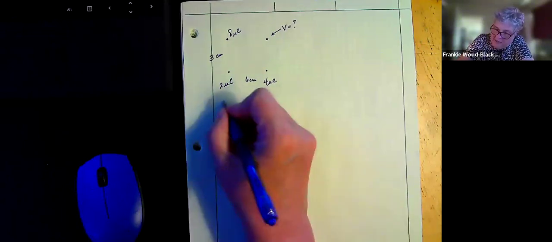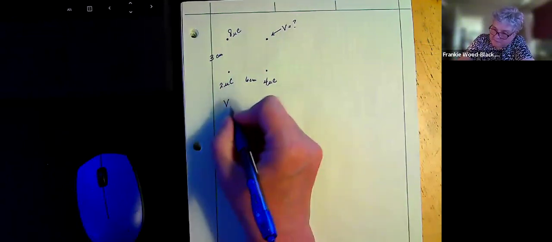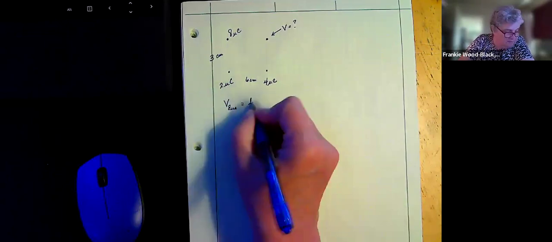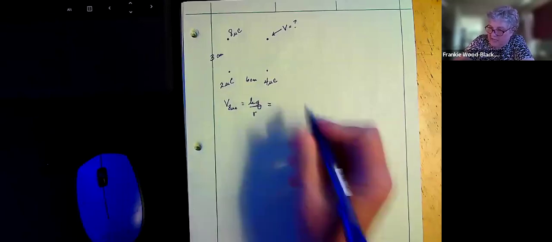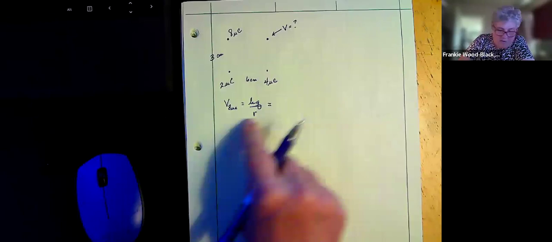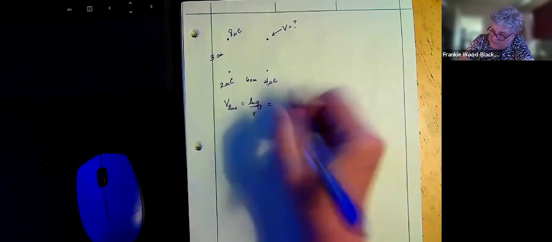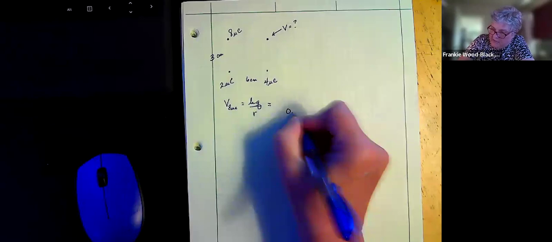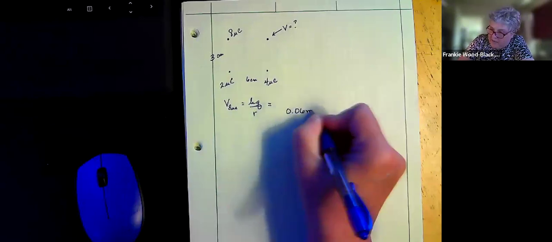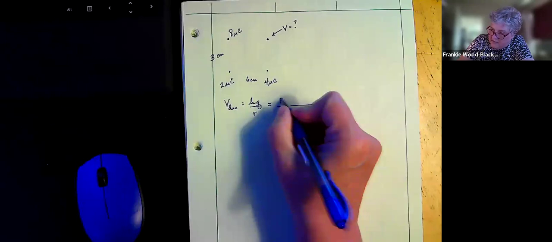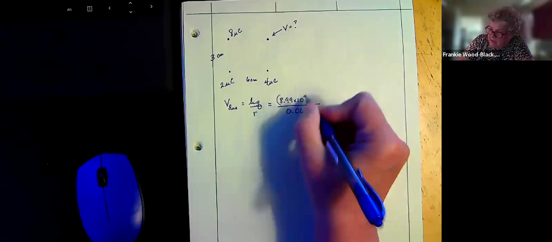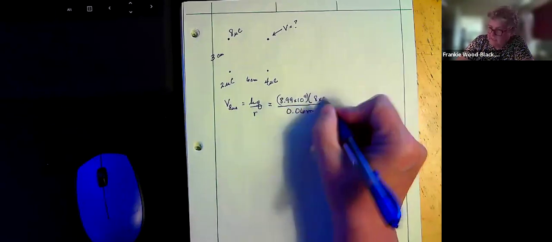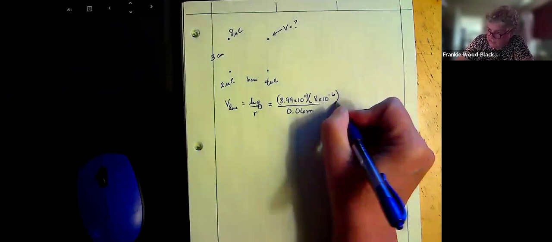Well, I'm going to calculate my potential. K, Q over R. Well, this is nice. So if this is my 8, it's 0.06 meters. I've got my 8.99 times 10 to the 9th, 8 times 10 to the minus 6. And this gives me 1.2 times 10 to the 6.